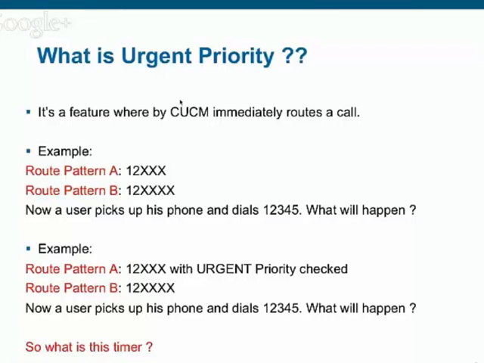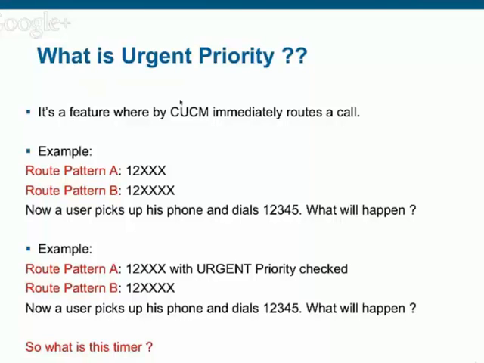What do you mean by immediate would be a question, and what I mean by immediate is, let's say, we have an example here. We have a route pattern A, which is 12xxx, and we have a route pattern B, which is 12 followed by 4x. Now, when a user picks up his phone and dials 1, 2, 3, 4, 5, what would we expect?